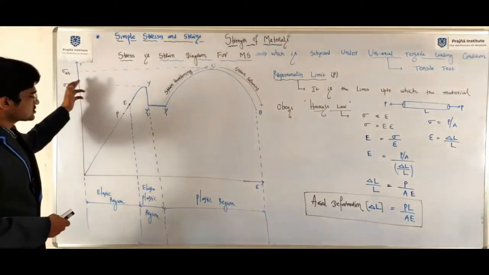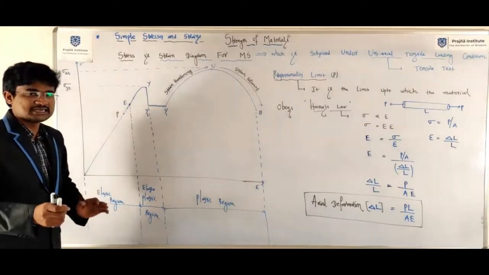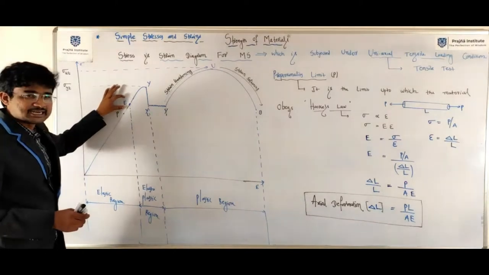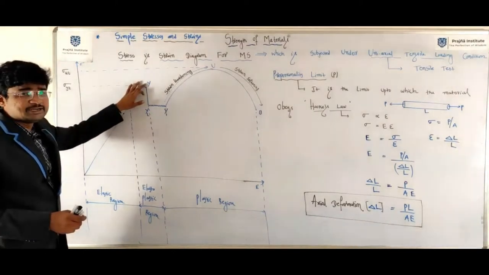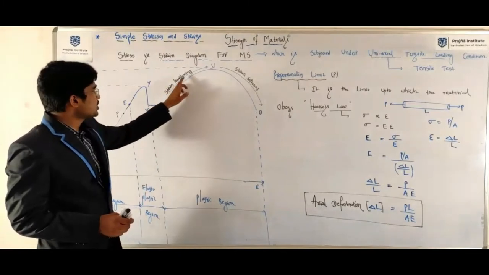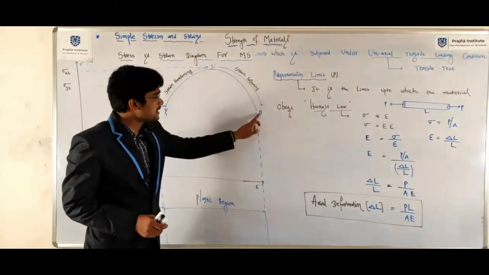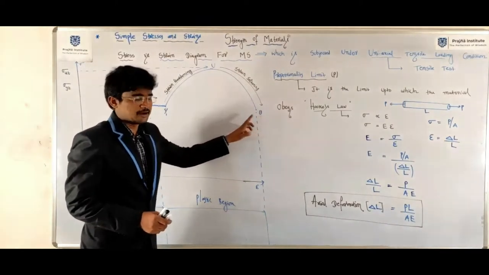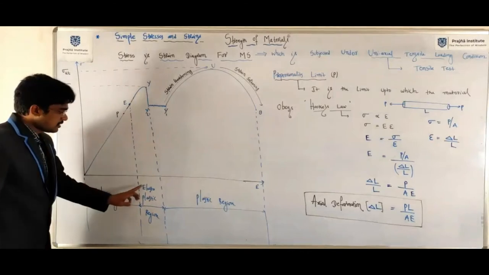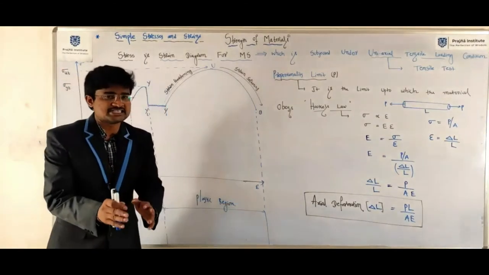First, draw the stress versus strain diagram for the mild steel. Here, P means proportionality limit, E is the elastic limit, Y is the yield point, and it is the yielding zone, then the strain hardening zone. UV is the ultimate point, B is the breaking point. From here to here: elastic region, elastoplastic region, and plastic region.